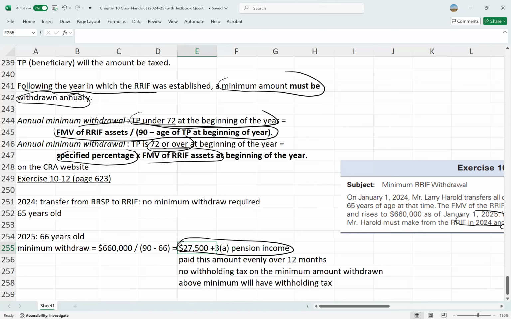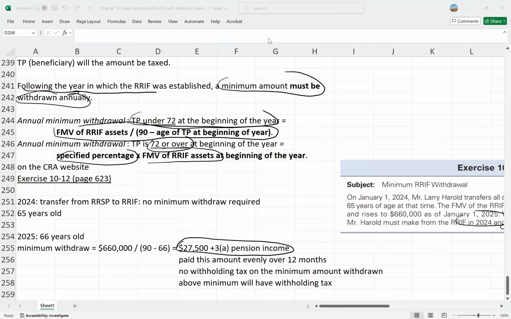If you ask for a lump sum, I don't know if there might be any service charges. I don't know about that part of it. But yes, you can ask for the minimum to be paid all at once rather than spread out evenly over 12 months. Any other questions about this exercise?